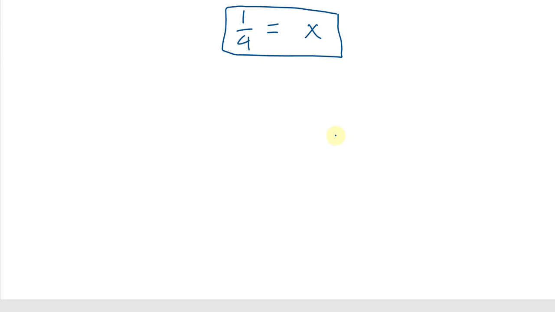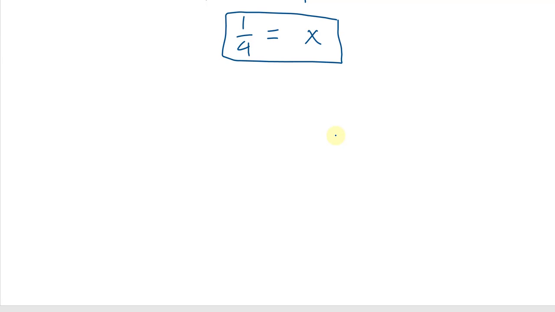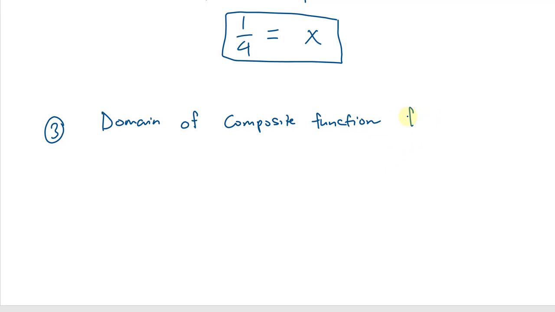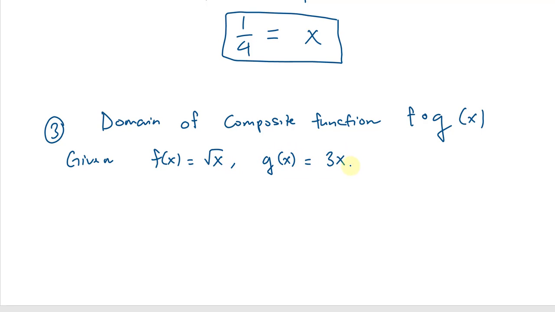Okay, the next question. Again, find the domain of the composite function in this question. The function is given as f composite with g of x, and we are given that the function f of x is the square root of x, and the function g is 3x plus 5.